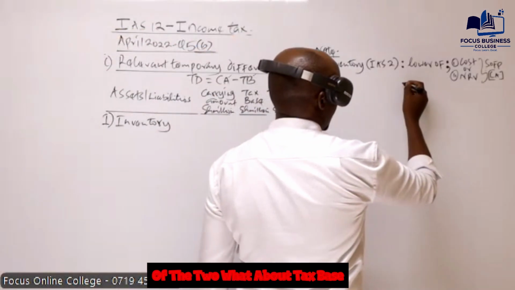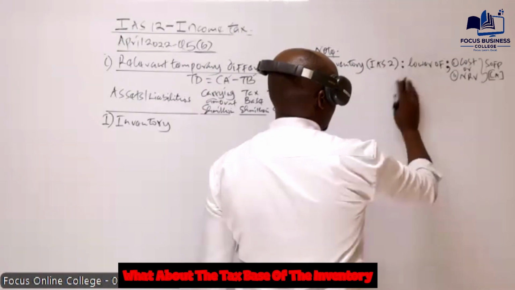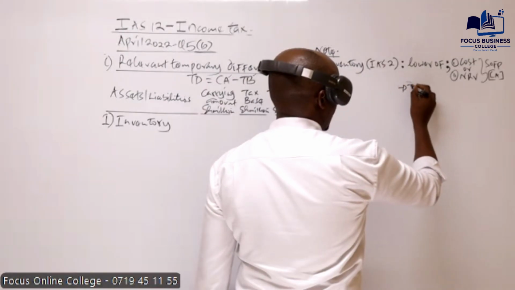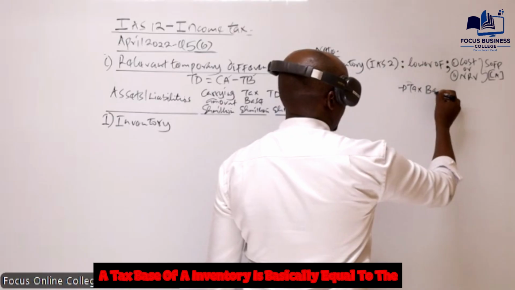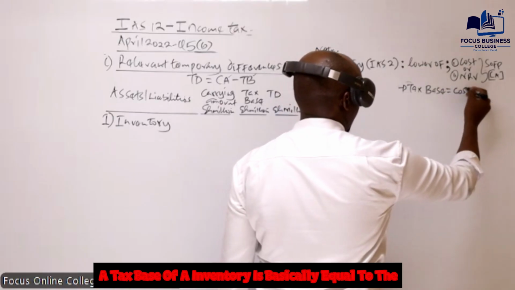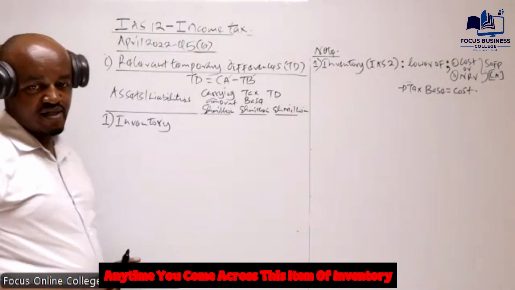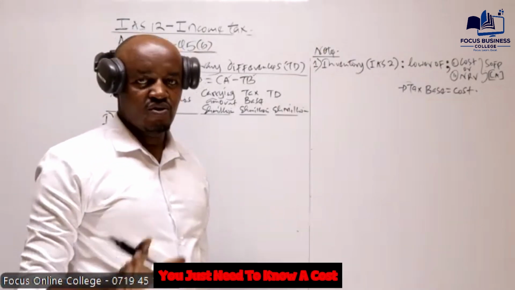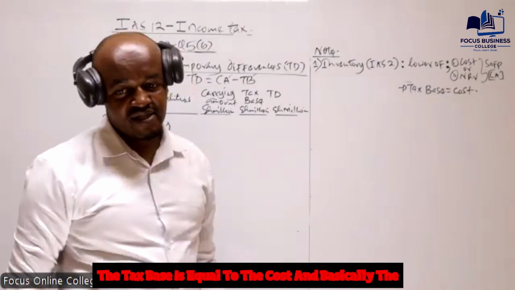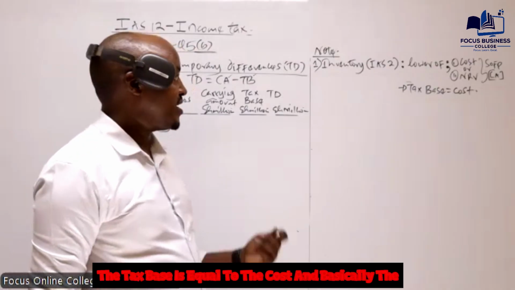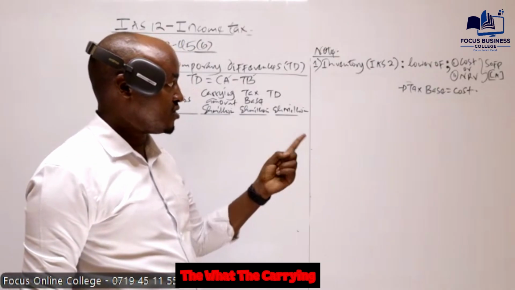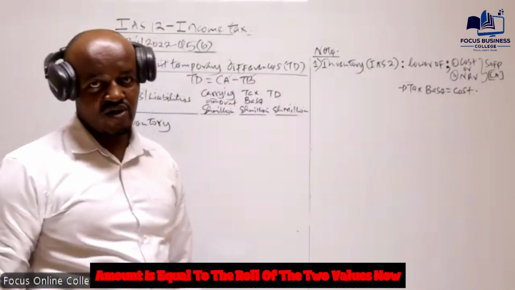What about the tax base of the inventory? The tax base of inventory is basically equal to the cost. That is what you just need to know. Anytime you come across this item of inventory, you just need to know cost. The tax base is equal to the cost, and the carrying amount is equal to the lower of the two values.